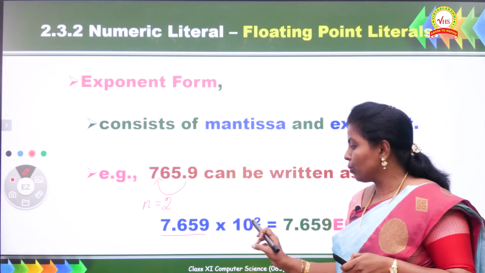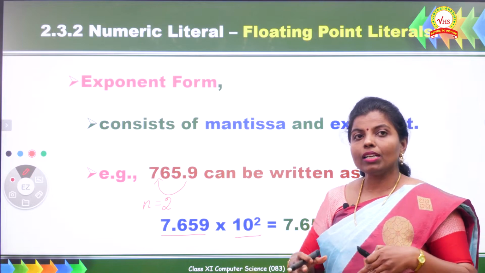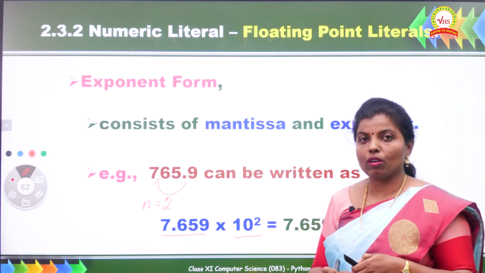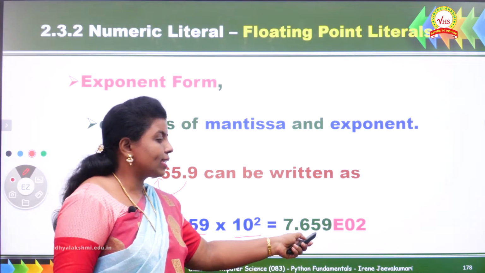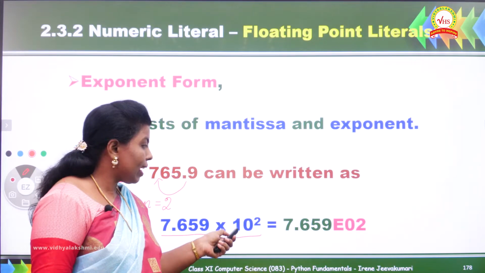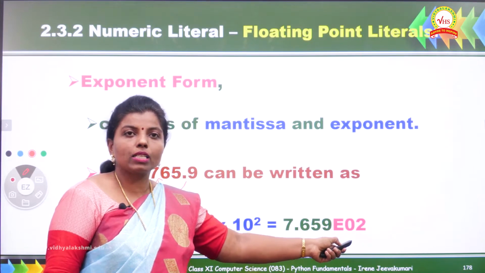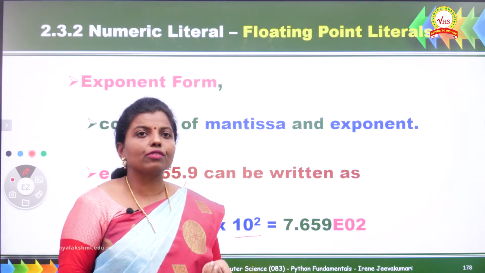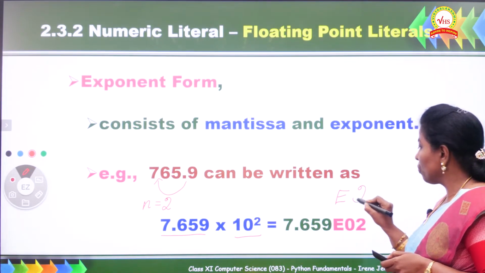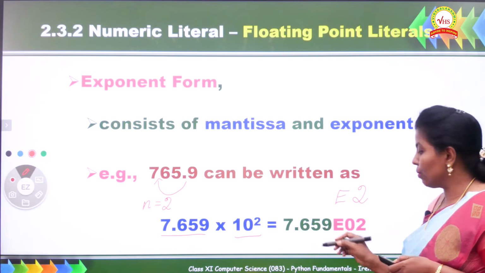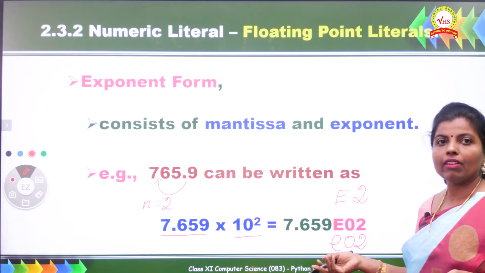That is why this number 2 is represented here in positive powers of 10. So, this one can be represented in the exponent form as 7.659, and this 10 power 2 can be represented by the letter E followed by the exponent value. It can be represented as E02 or E2, or even using the lowercase letter, e02 or e2. In any way it can be represented.